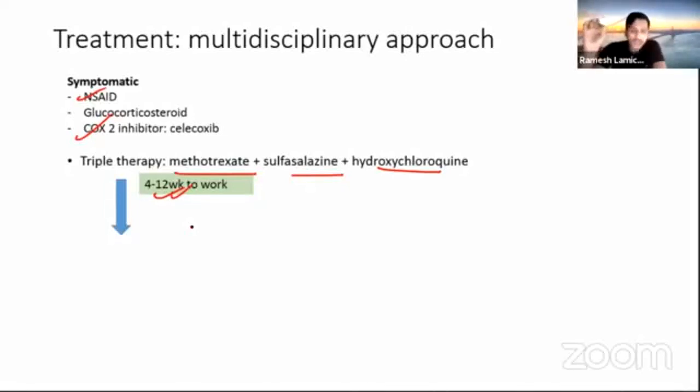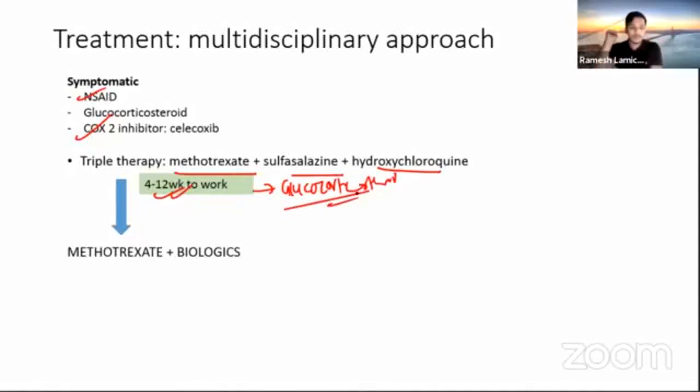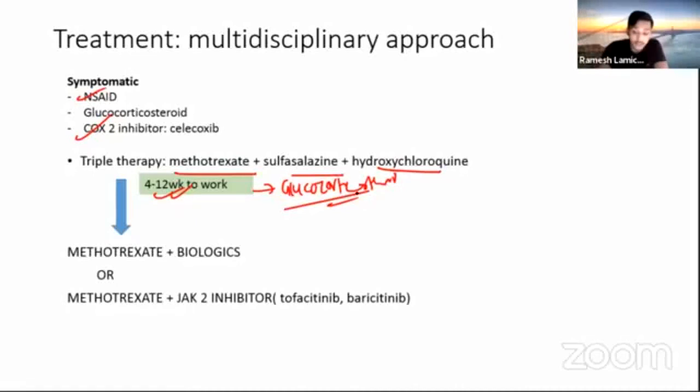So that's why, acute phase এ আমরা কি এখনি কাজ করার জন্য দিব, that's why we give the glucocorticosteroid. Okay, so in the meantime we give glucocorticosteroid to act. Okay, so if the triple therapy does not work, we add the biologics to the methotrexate. Methotrexate এর সাথে সাথে আমরা biologics start করব, or we have another regimen, that is methotrexate plus new. This is the new regimen. All right, this is JAK inhibitor, that is tofacitinib and baricitinib.